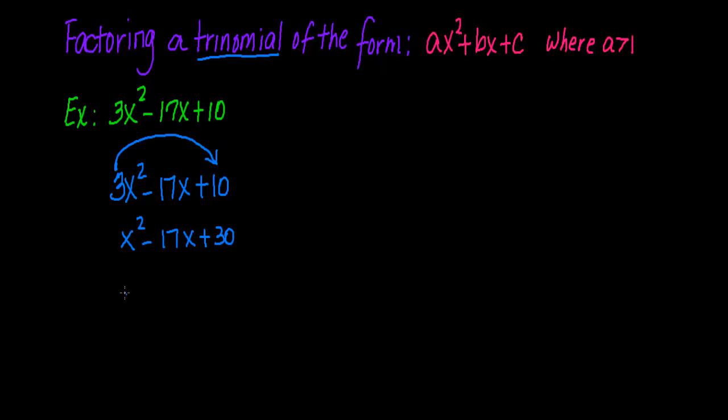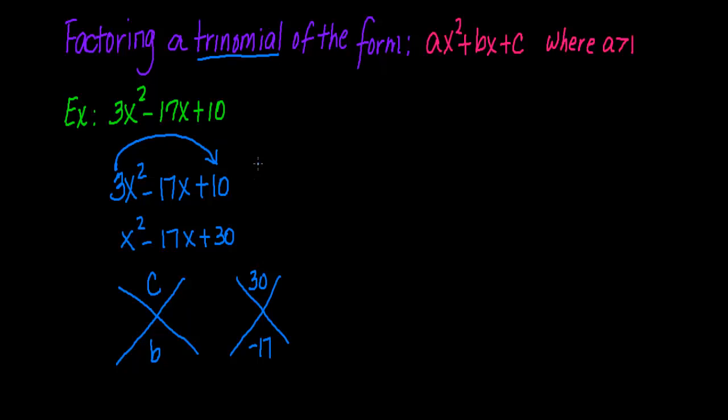So now I can use that trick with the x that I showed you. And up here in this x, we write whatever c is, and down here we write whatever b is. So for this example, c is 30 and b is negative 17. And now we have to think of two factors that multiply together to give you 30. And those same two factors have to add or subtract together to get negative 17.